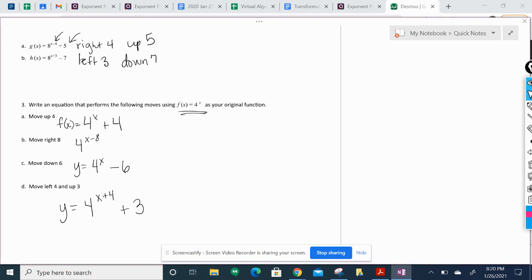We're going to begin reviewing for our next unit test. And so be on the lookout for some review sessions and things you can do to help yourself prepare.